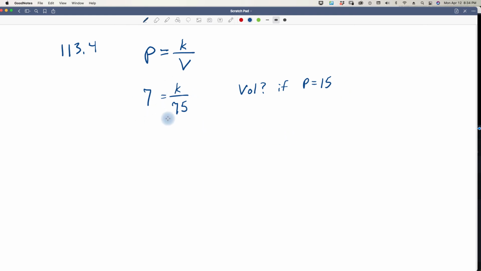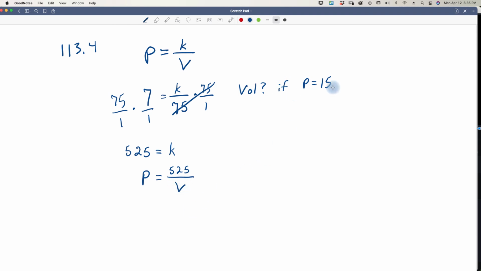Okay, let's find our constant first. So how do we find a constant when we have a fraction? How do we do this? We multiply times the inverse fraction, right? So we're going to say 75 over 1 times both sides, right? 75 times 7 is going to be 525, and that's going to equal, these are going to cancel, so K over 1 is just K. So our constant is 525. So we can rewrite this as pressure equals 525 over volume.